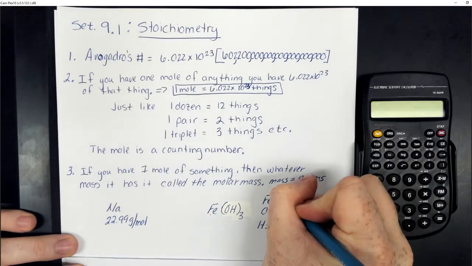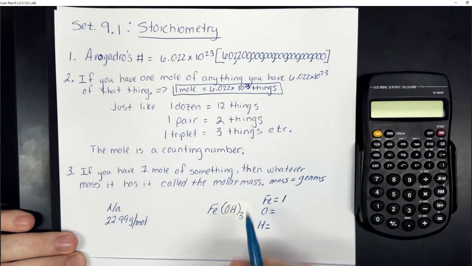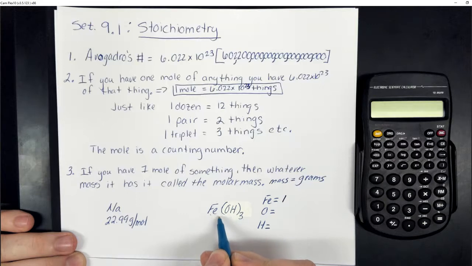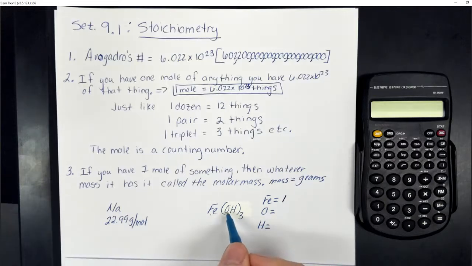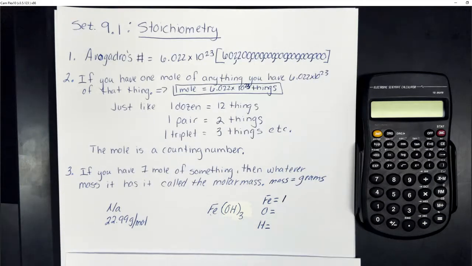There is 1 iron in this formula. This 3 on the outside of the OH does not apply to this iron. There's an imaginary 1 here. How many oxygens are in this formula? If you said 3, you are 100% correct.